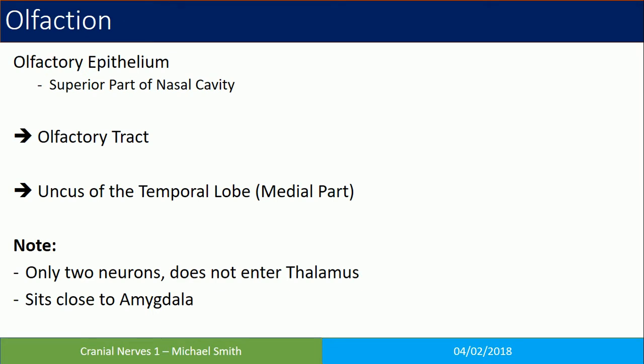So our sense of smell comes from our olfactory epithelium, which sits at the top of our nasal cavity, and it then travels through our olfactory tract, and this then travels to the uncus of the temporal lobe, which is on the medial inside part of our temporal lobe. And this is abnormal for a sensory pathway because it only has 2 neurons. So we have our olfactory tract not going to our thalamus.